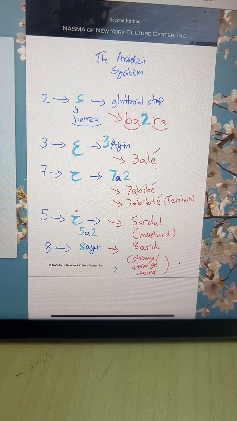And how do you know which one is which? It's from the context. Like, Hadal insan tayyib. This guy is a nice guy. But if you say it sarcastically, it means this guy is stupid, naive.